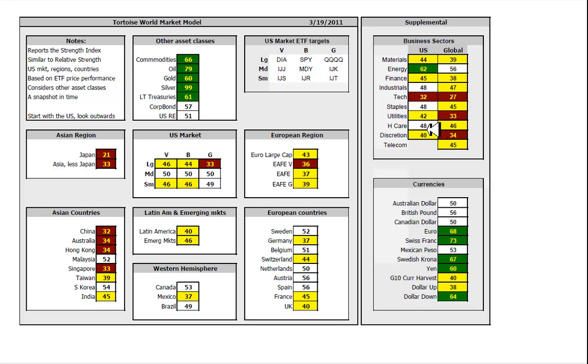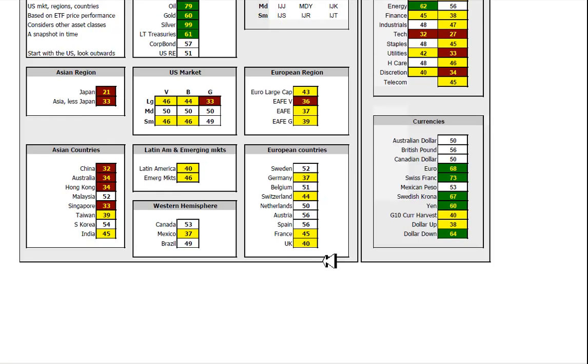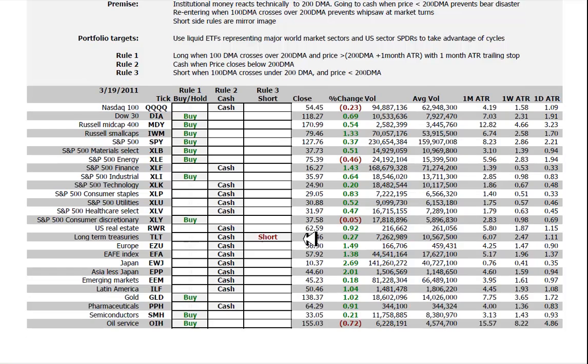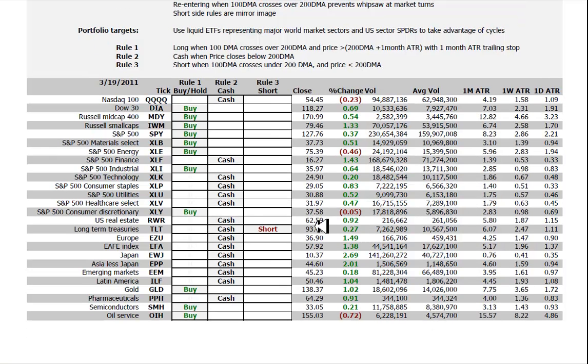Healthcare and staples remain interesting defensive plays among the sector spiders. Europe is almost on par right here with the U.S. in terms of regional strength. In the 100 by 200 crossover, a lot more sectors have now gone to cash based on price performance compared to the two long-term moving averages.